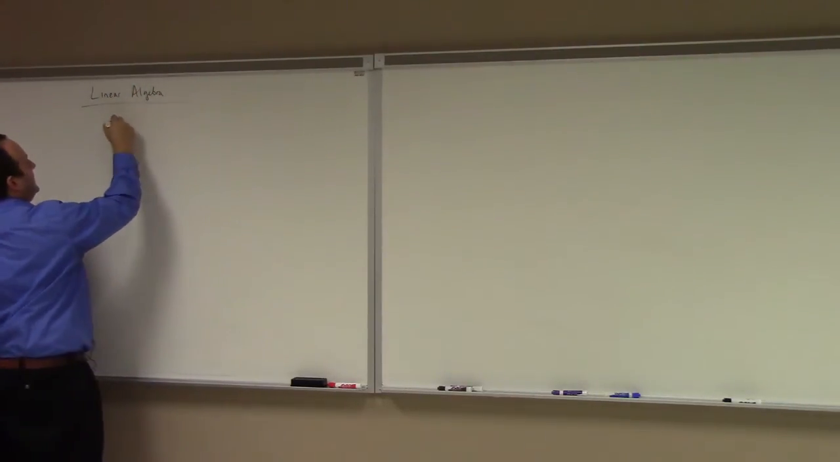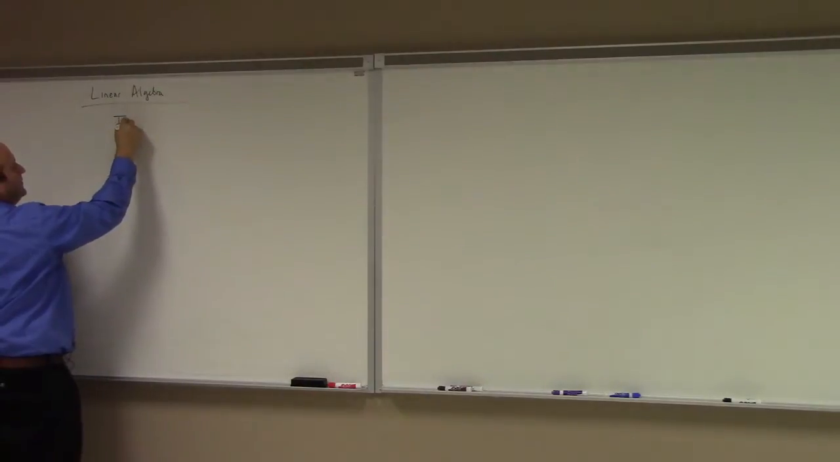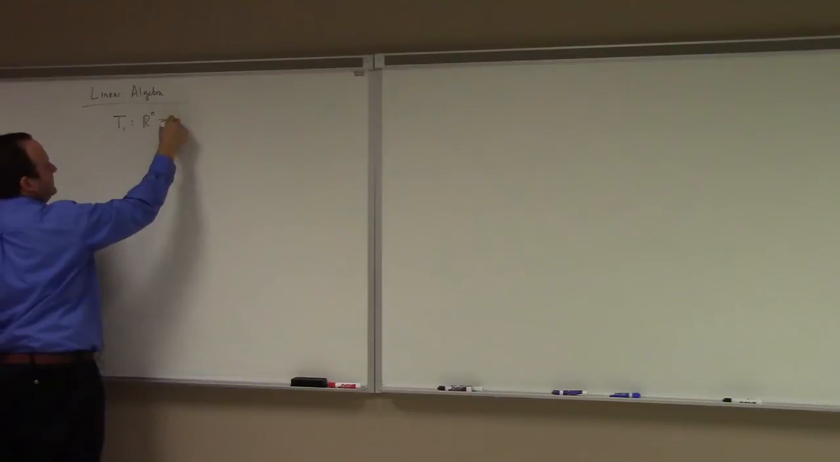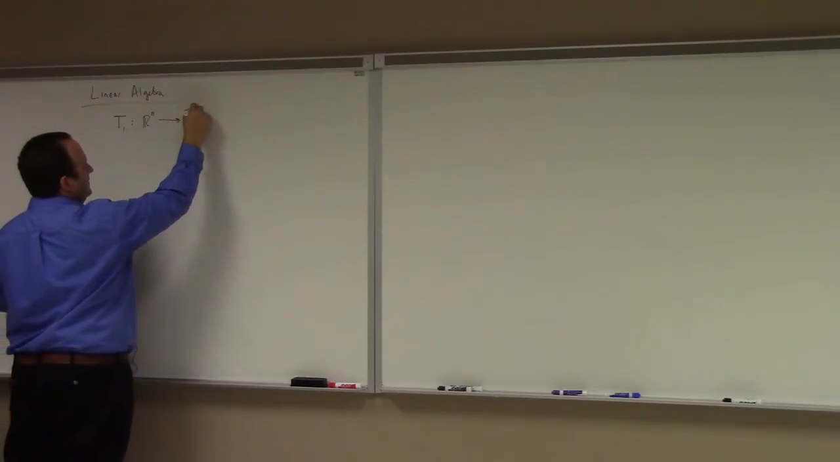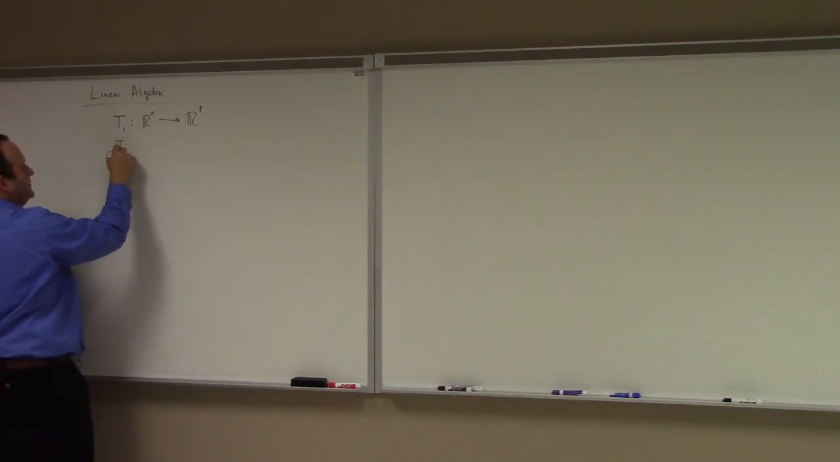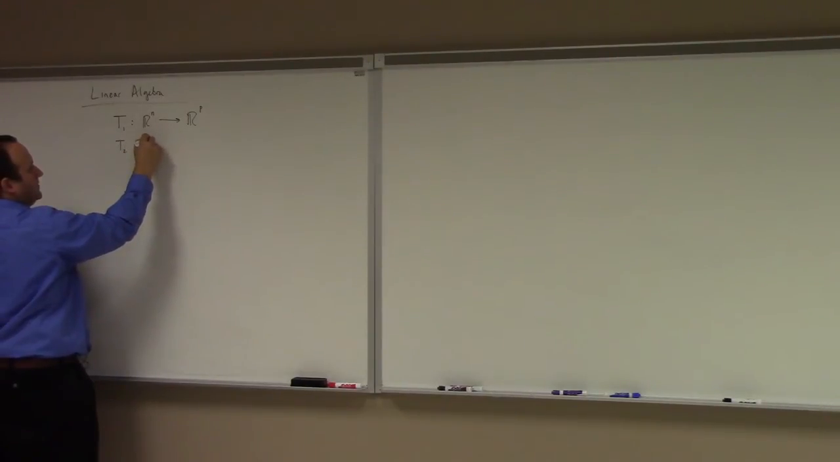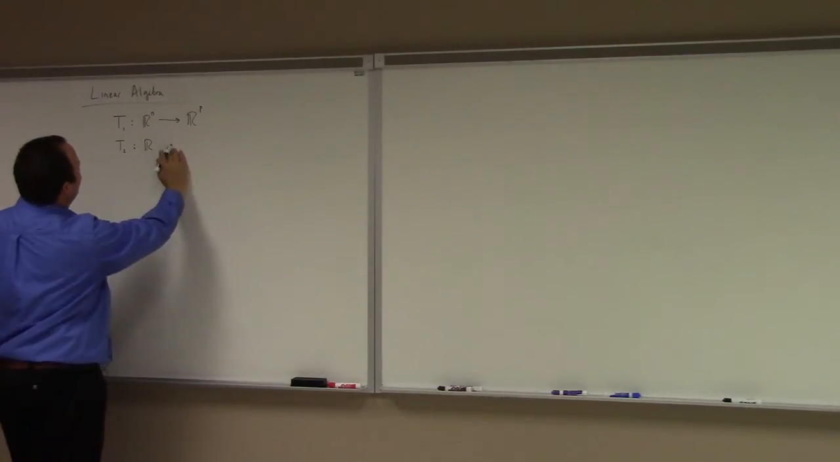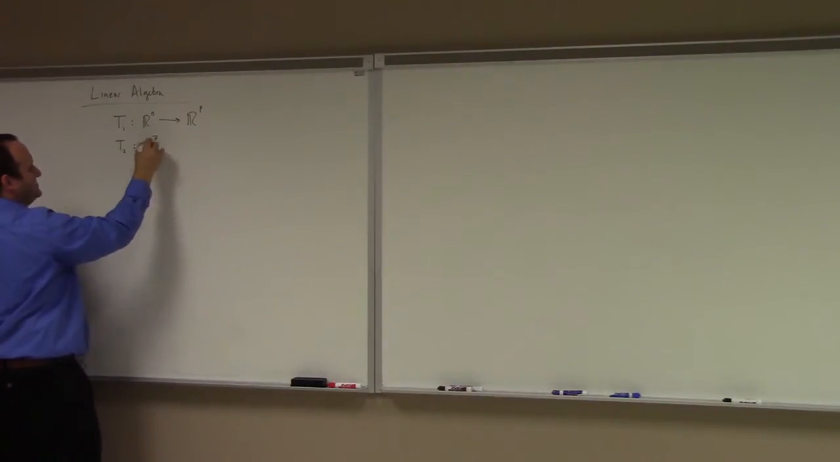If I have, say, T1, which is going from, let's say, Rn to Rp, and if I have T2, which is going from, let's say, I don't know, 7 is a variable. All right, fine, 7.